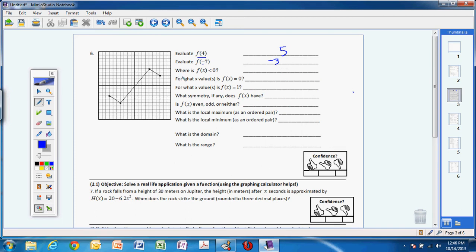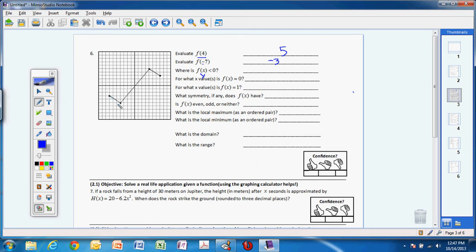Now the next thing it wants us to find is where is my function less than 0. So where are the y values of my function less than 0? Because remember, f of x is the same thing as y. So if we start on the left part of our graph, if this point right here has a y value of negative 3, so that has a y value that's less than 0.